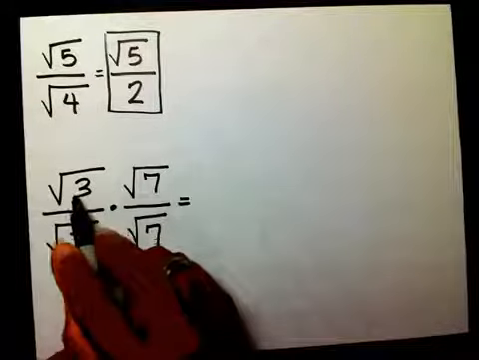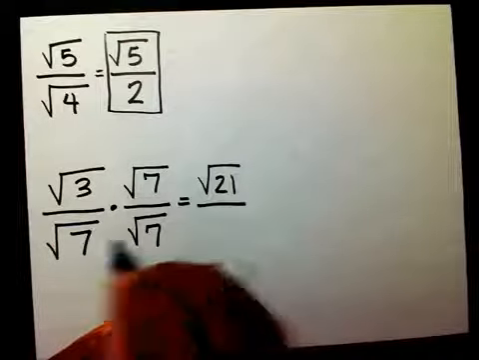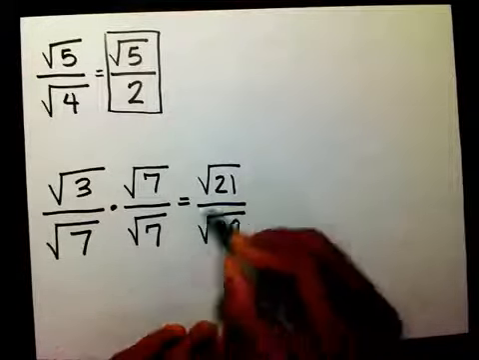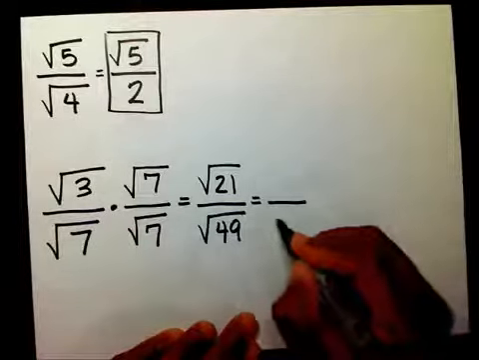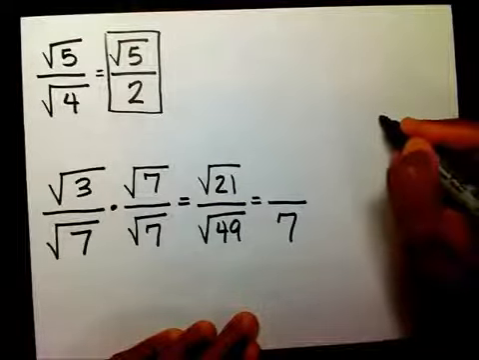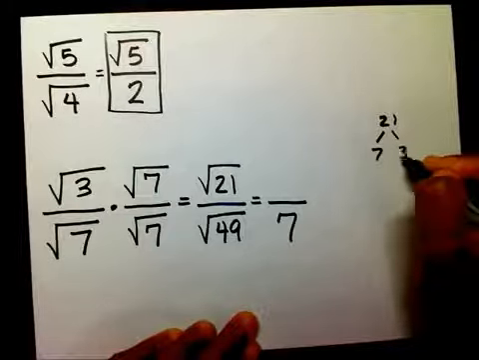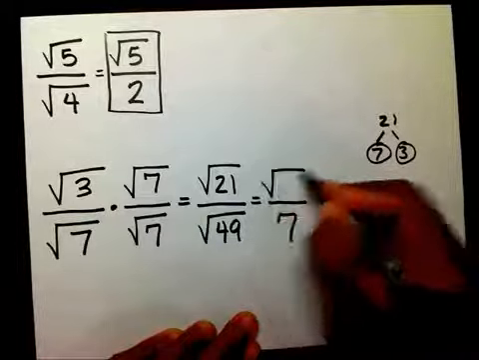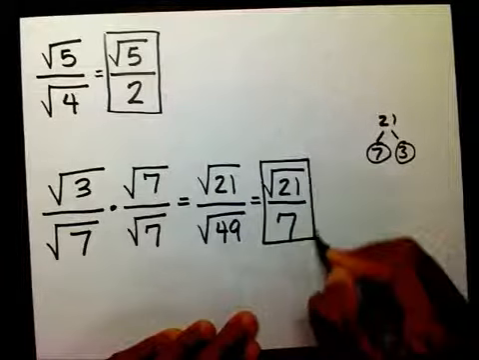So radical 3 times radical 7 is radical 21, and radical 7 times radical 7 is radical 49. I've created that perfect square again, so therefore radical 49 is 7. Radical 21, let's see if I can break 21 down. 21 is only going to break down to 7 and 3. Both of those are prime numbers, so I can't break this down anymore. So here's my final answer: radical 21 over 7.